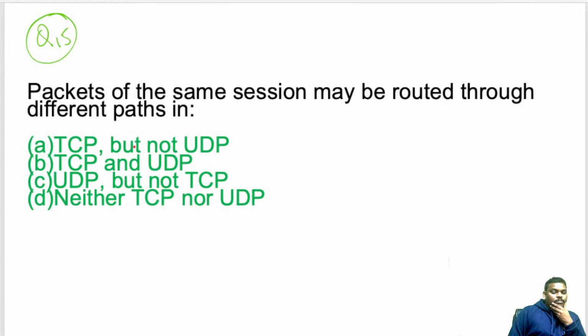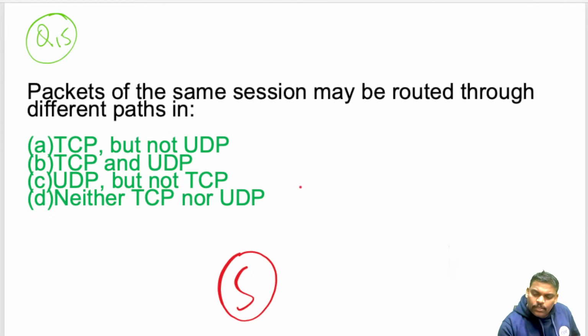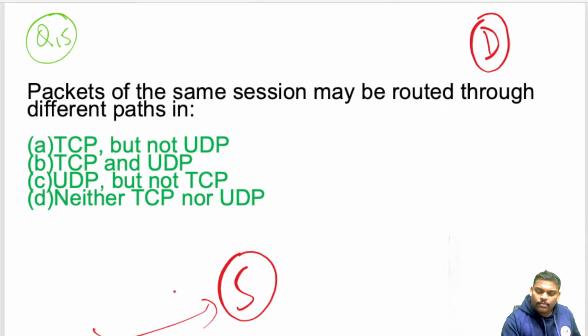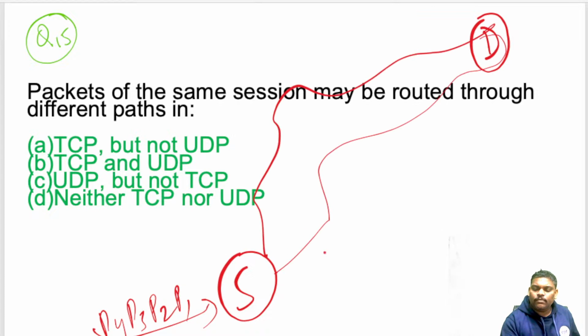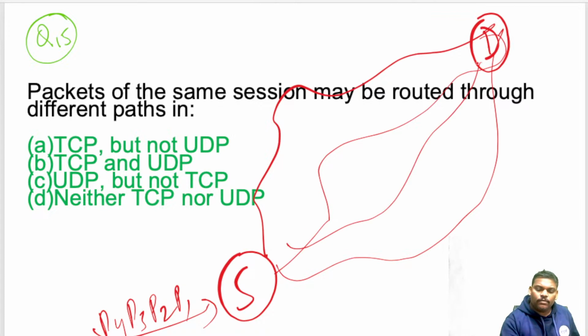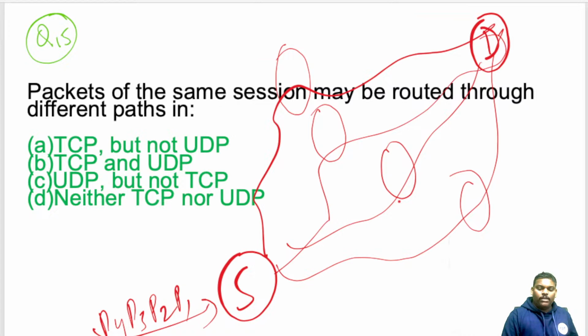Packets of the same session may be routed through different paths. It is the source, it is the destination. So many packets are coming: packet 1, packet 2, packet 3, packet 4. So many different paths are there. There may be routers in between. Can you help me, everyone?